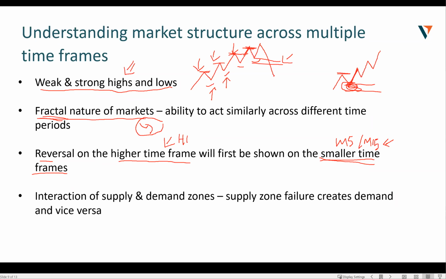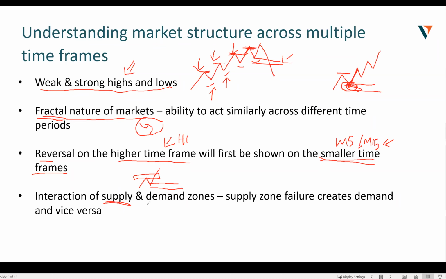And then the last concept that we have is looking at the interaction between demand and supply zones. In demand and supply zones in general, understand that when price comes into a supply area and it pushes lower, and when price interacts with a supply region, fails it and pushes higher, what this creates, conversely, is a demand area.